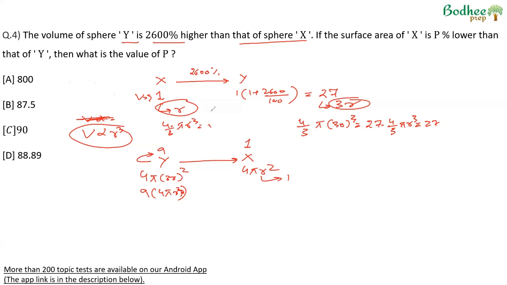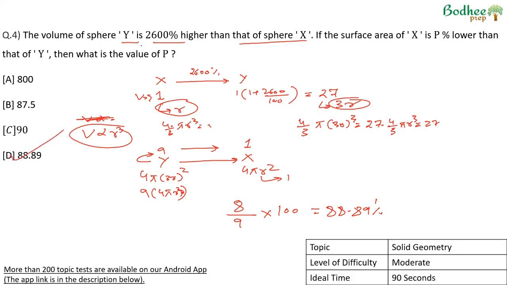It says, what is the value of p? X is p% lower than Y. 1 is how much percent lower than 9? 1 is 8 lower than 9. We are comparing with 9, so 8 by 9 becomes my answer. 1 by 9 is 11.11, so 8 by 9 will be 8 into 11.11, the value that we remember, or 88.89% becomes the answer, option D. Again, if we know percentages, it should not take more than a minute and a half to solve.